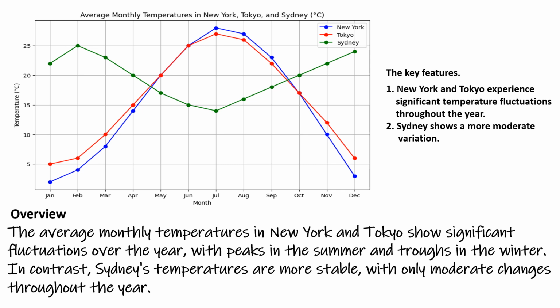As you see, I'm just saying that New York and Tokyo have significant temperature changes, while Sydney's temperatures are more stable. And I use the linking word "in contrast" to compare the trends. So the overview captures the main trends and differences observed in the graph, providing a clear and concise summary of the data.